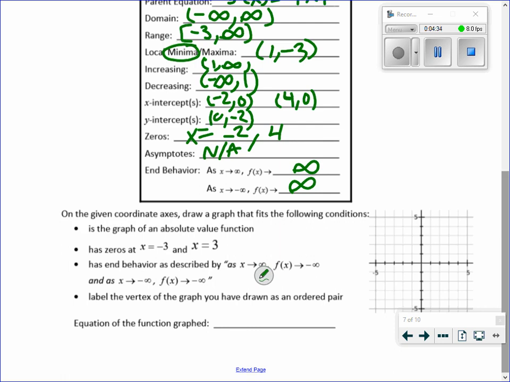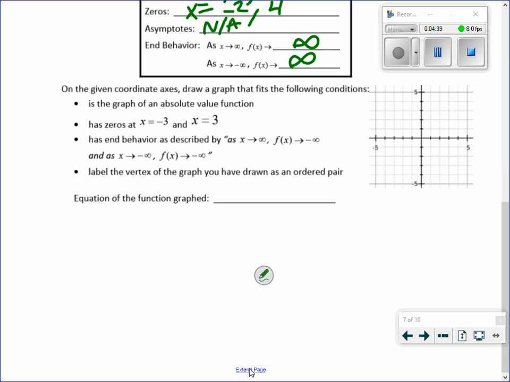So let's check out this graph down here, graphing this example below. We have an absolute value function. Once again, what's the shape of that graph? A V. A V, that's great. I have zeros at -3 and 3, so we know my graph crosses my x-axis at -3 and 3.